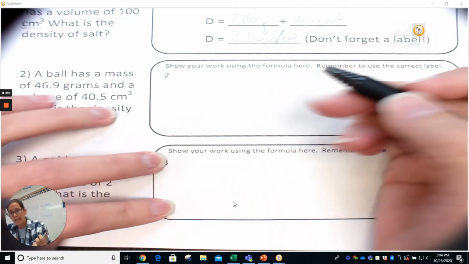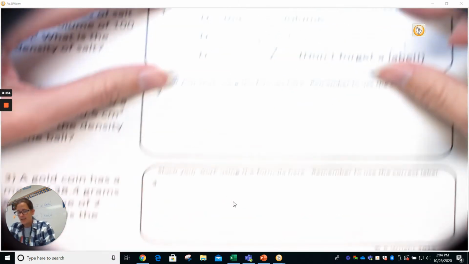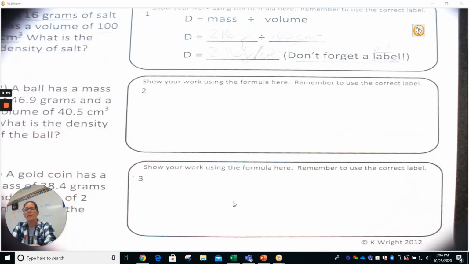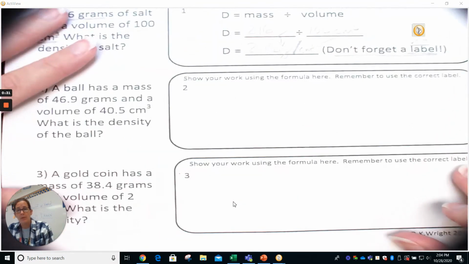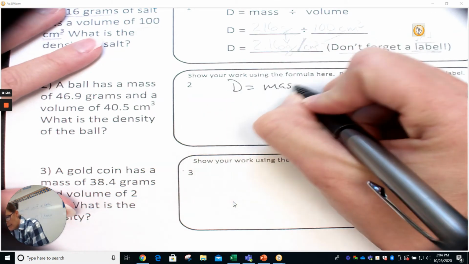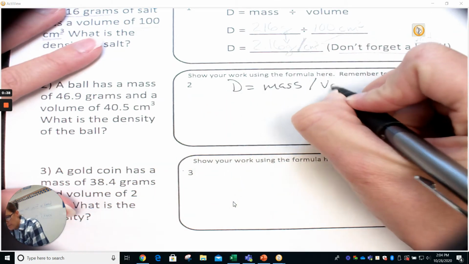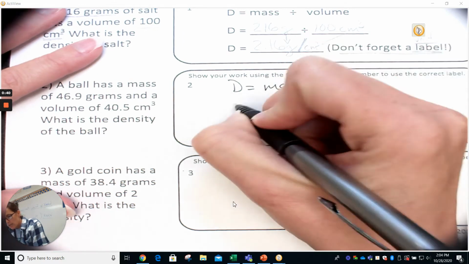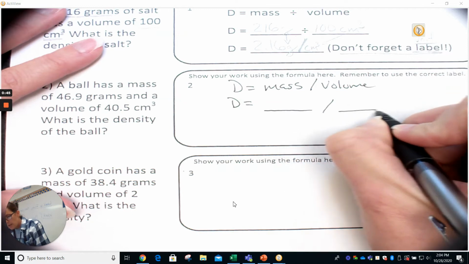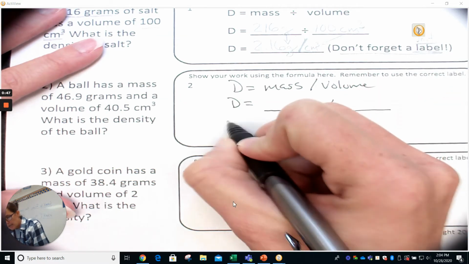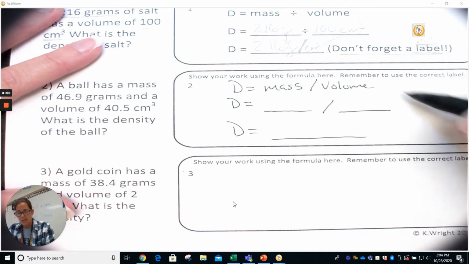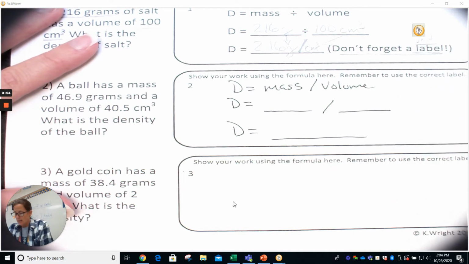So I want you, like I said, you're going to have this same setup. For every question, I want you to show your work to me on a piece of notebook paper. Okay, so I'm going to put density equals mass divided by volume. Okay, so D equals, and I'm going to give myself a couple of lines here, and then D equals, and this will be my final answer. Okay, so I want you to do this right here for every problem.